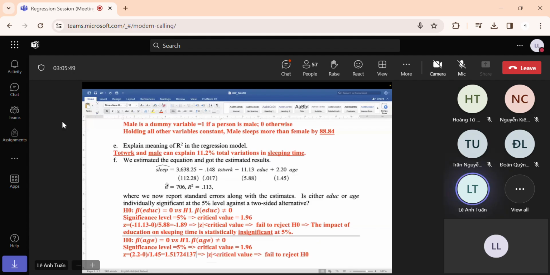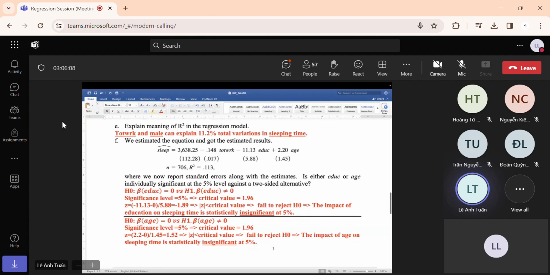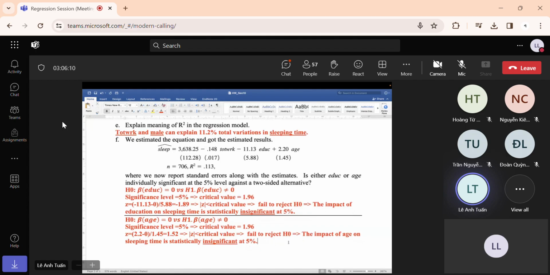Similarly here, we have the test statistic smaller than the critical value, so we fail to reject the null hypothesis. That means the impact of age on the sleeping time is not statistically significant. So this is the way we test the hypothesis. Because it is not significant, we do not need to interpret the coefficient, for example what one unit change means.